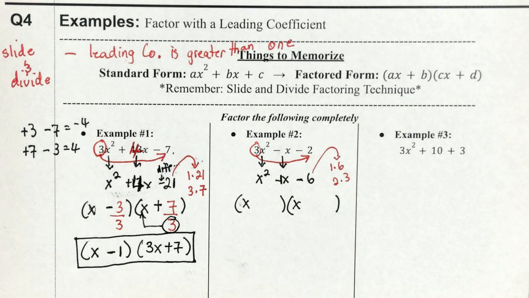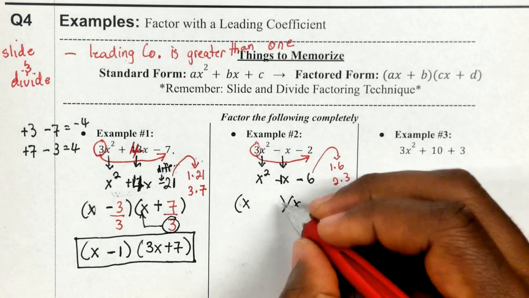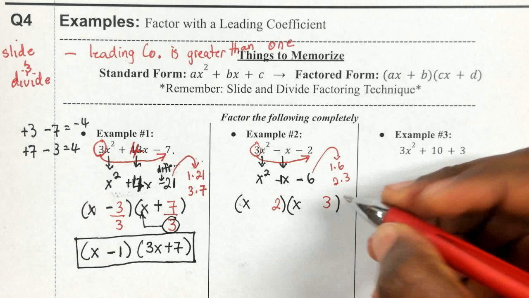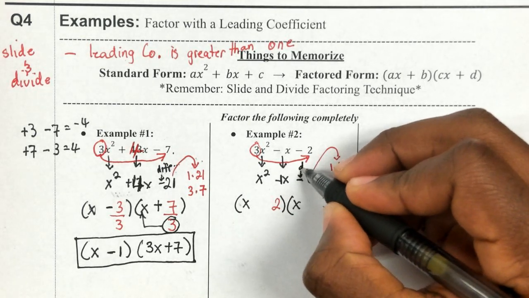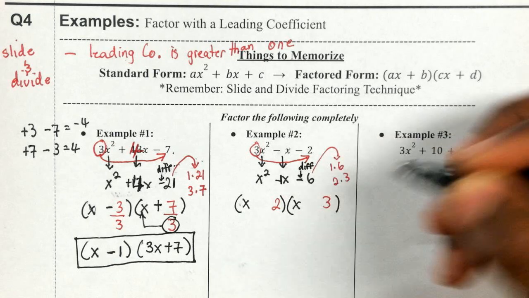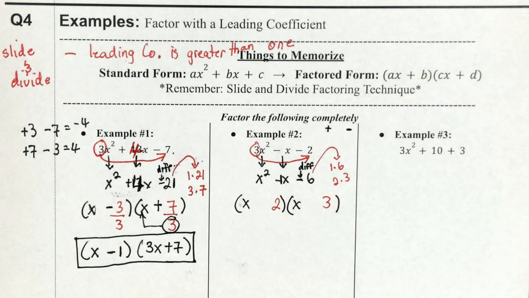Which pair will add and subtract to give you a 1? The 2 and the 3. So I'll put the 2 and the 3. And again, whenever you see a negative here, you think about different signs. So that means one is going to be a positive, the other is going to be a negative.